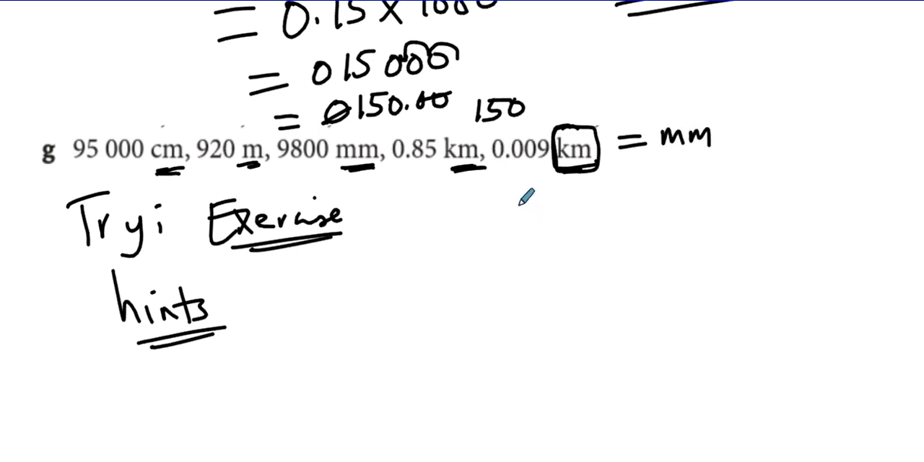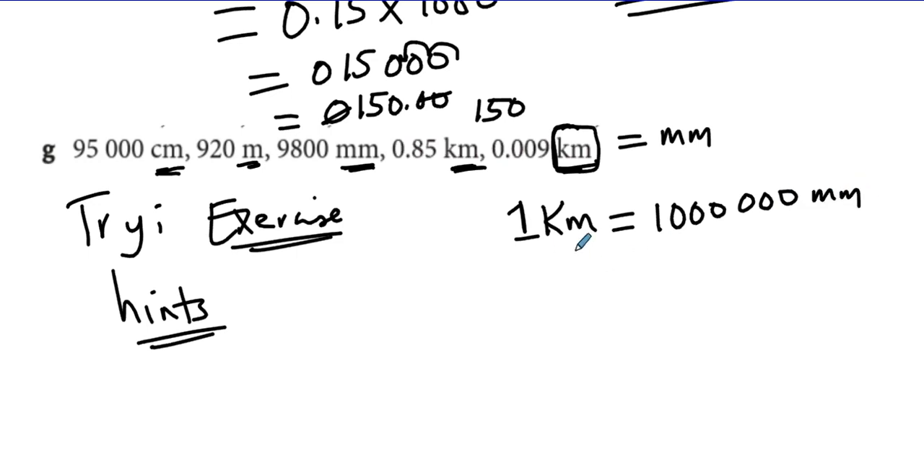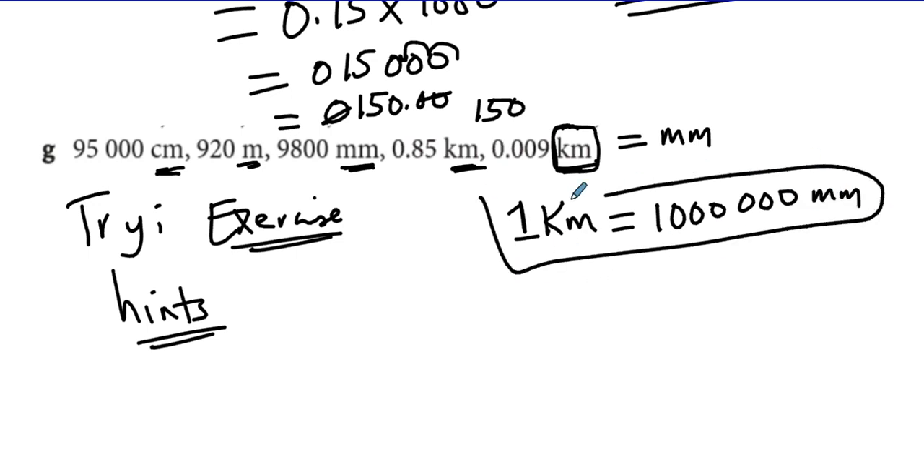Now the conversion factor is, in 1 kilometer we have 1 million millimeters. This is what you have to know. So convert kilometers into millimeters. Millimeters will remain the same. Now even here, convert meters into millimeters.